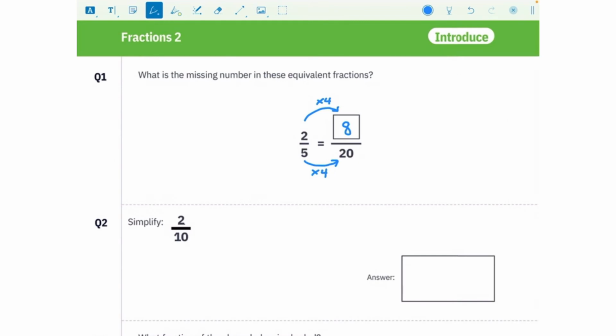To simplify, we need to find the biggest number that goes into both as a factor. So the biggest factor of 2 and 10 is 2. If we divide the numerator by 2, we get 1, and if we divide the denominator by 2, we get 5. So that's 1 over 5.